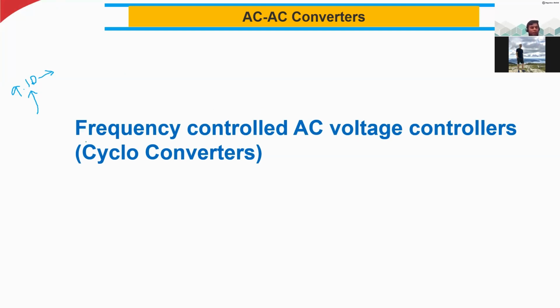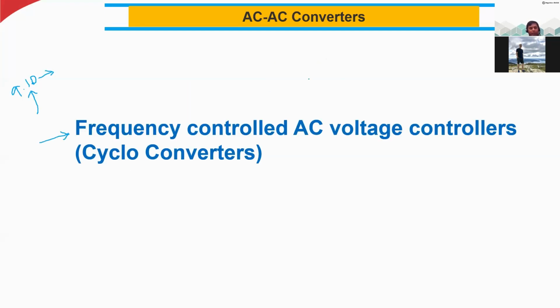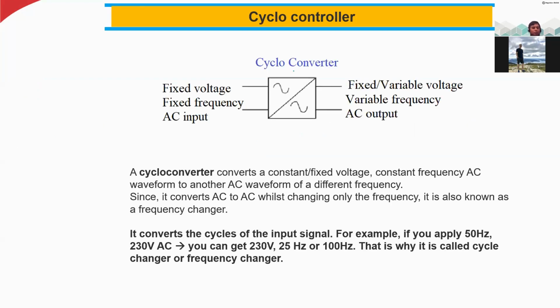Okay, so now we will start another type of AC to AC controller, that is the frequency controlled AC to AC voltage controller. So we are going to change the frequency at the output. In the previous one, we changed only the voltage amplitude at the output. This is called a cycloconverter or integral cycle converter. In different books, they call it by different names, but they indicate the same thing.